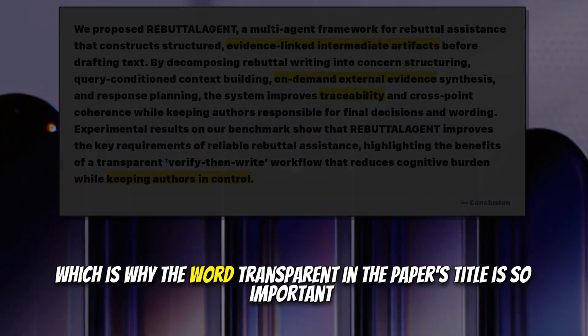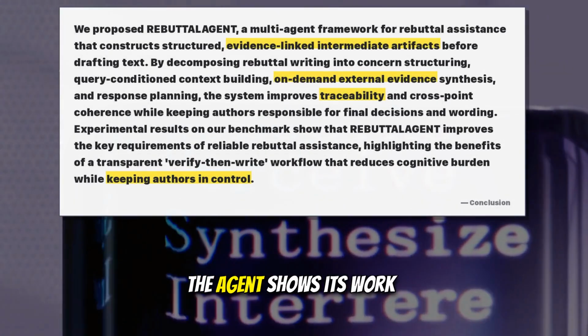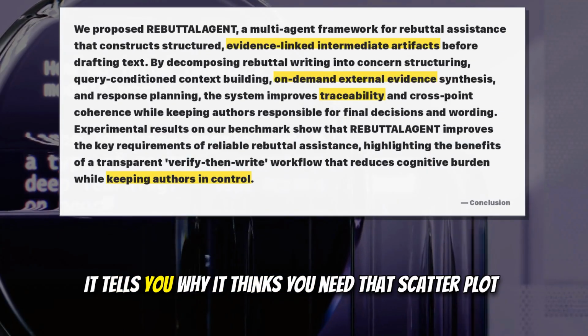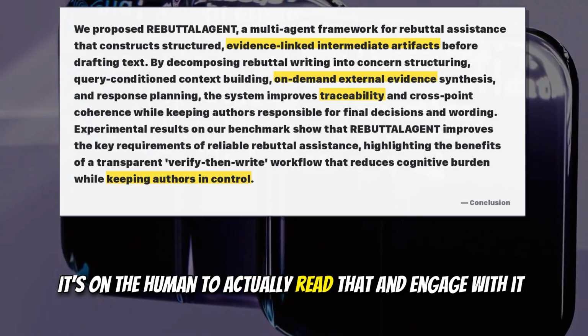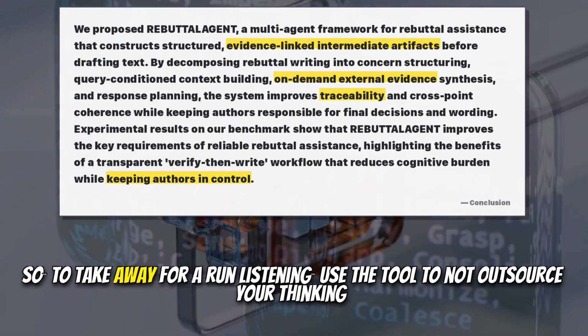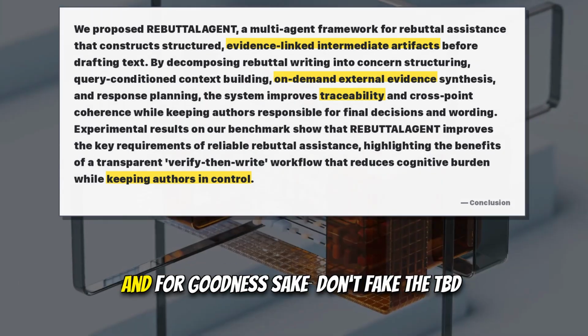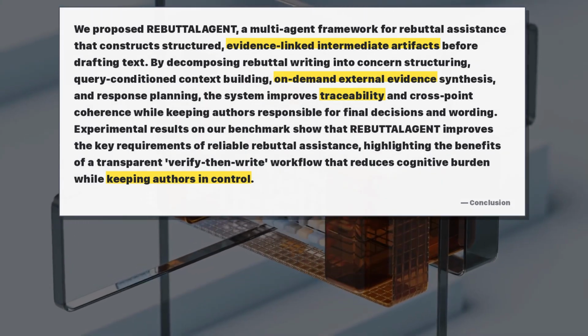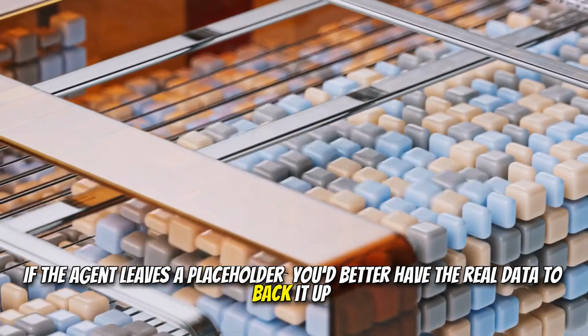Which is why the word transparent in the paper's title is so important. The agent shows its work. It tells you why it thinks you need that scatter plot. It's on the human to actually read that and engage with it. So, the takeaway for everyone listening, use the tool, but don't outsource your thinking. And for goodness sake, don't fake the TBD. Right. If the agent leaves a placeholder, you'd better have the real data to back it up.